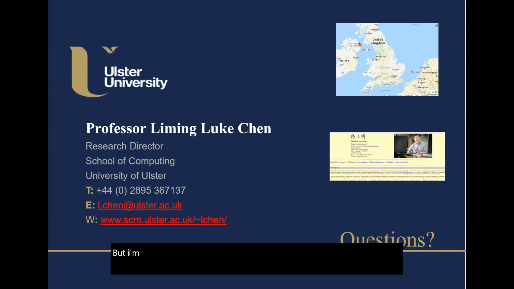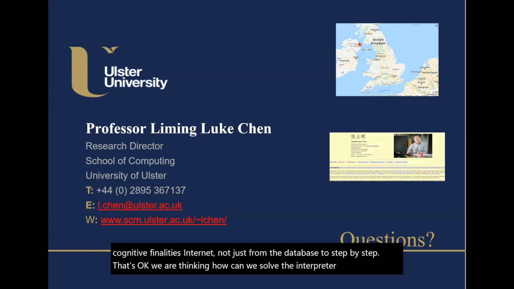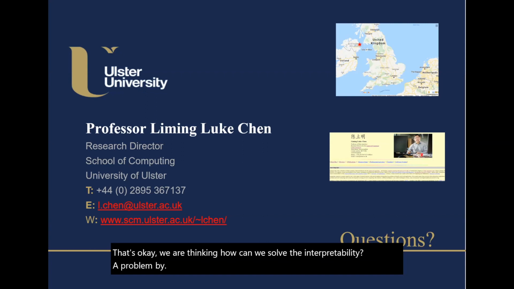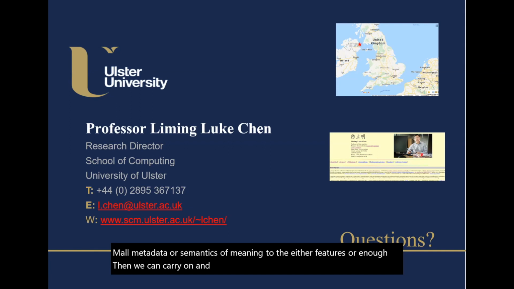Another way, on our side, is that we are moving towards cognitive analysis, step by step. The key we are thinking about is how to solve the interpretability problem by embedding more metadata, semantics, or meaning into the features, so that we can provide a meaningful explanation when they come to a specific conclusion. That is what we are thinking.